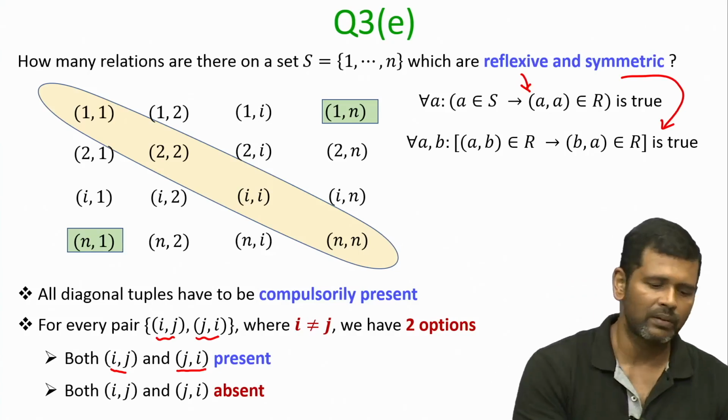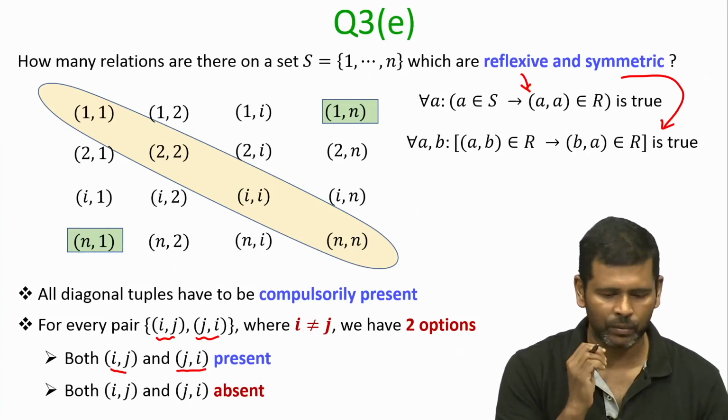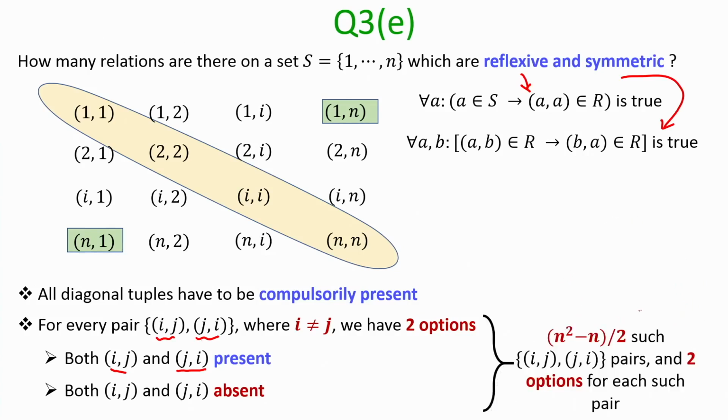So, with all such ordered pairs of the form (i, j) and (j, i), where i and j are different, I have two possibilities. And how many such (i, j) and (j, i) pairs are there? Where i and j are distinct, I have (n² − n)/2 such pairs. And since I have no choice with respect to the diagonal elements, I am forced to include them. The total number of relations which are both reflexive and symmetric is nothing but 2 power (n² − n)/2.